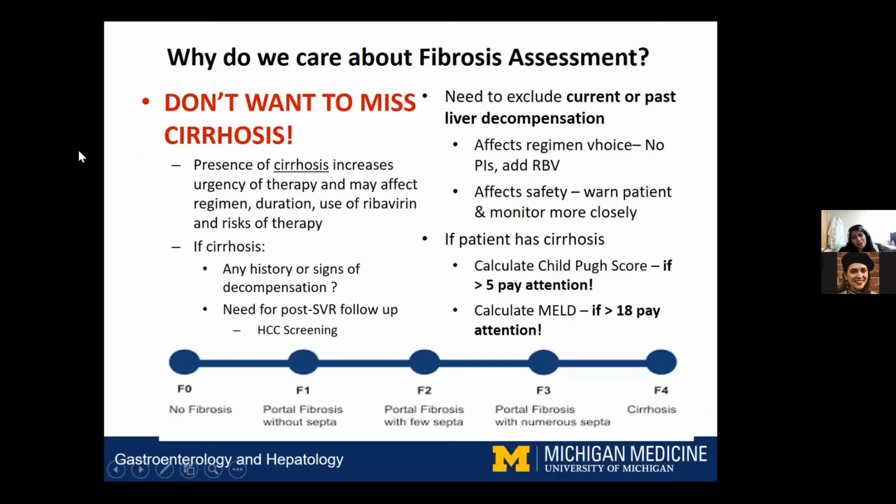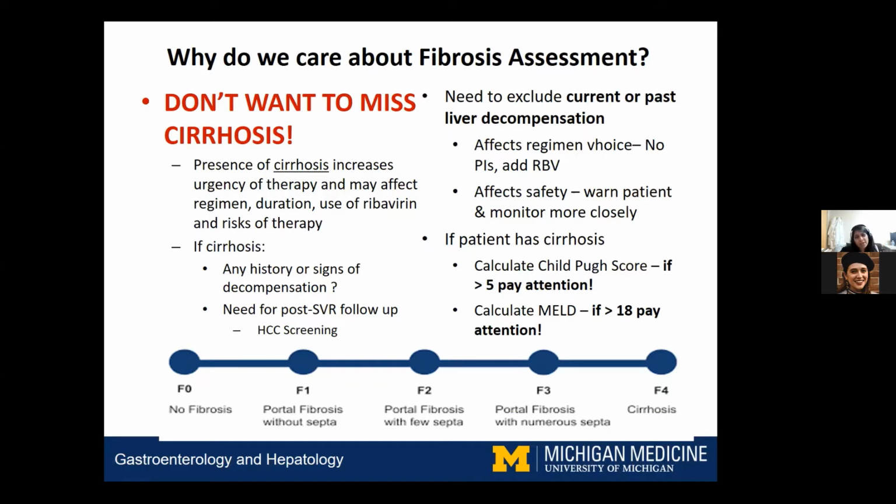So why do we care about a fibrosis assessment on every single patient? And I would just highlight here that the real big thing that we want to make sure is that we don't want to miss cirrhosis. Cirrhosis is the medical term for what we call a lot of fibrosis or advanced fibrosis in the liver. And the presence of cirrhosis increases the urgency of treating somebody and may also affect the regimen that you select, the duration, and in some instances, the use of ribavirin, and risks or adverse events of therapy for these reasons.